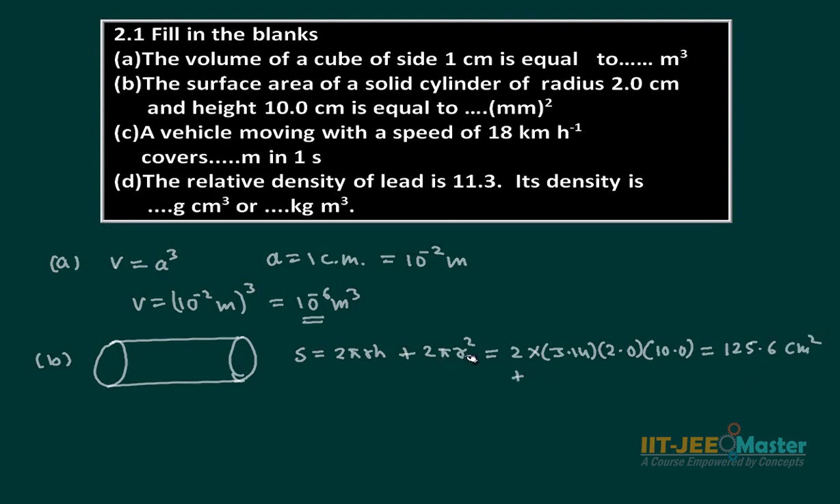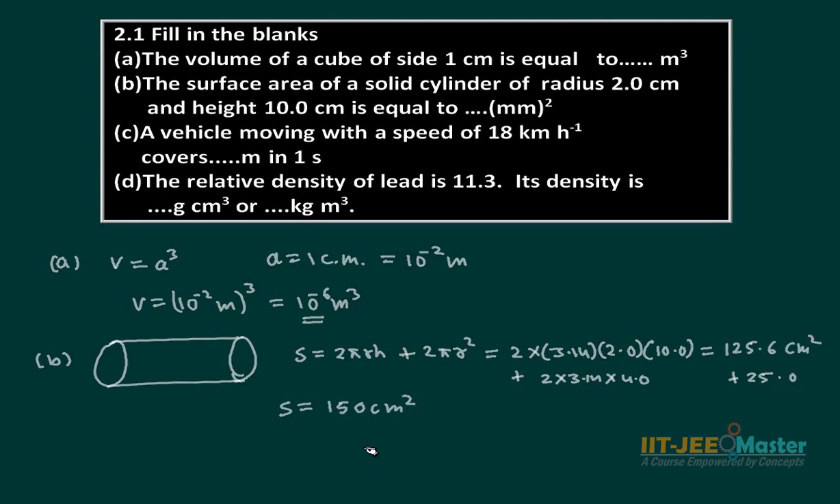plus 2 pi r square. 2 into pi is 3.14, r square is 4.0. On calculating up to 3 significant digits, this will be 25.0. On adding these two, up to 3 significant digits, we will only get 150 centimeter square.